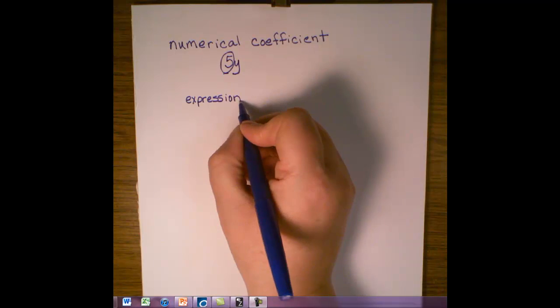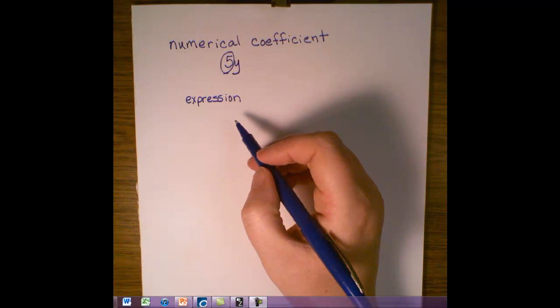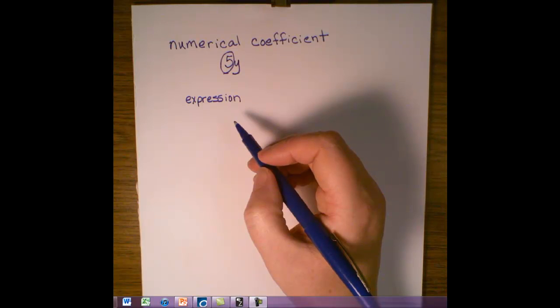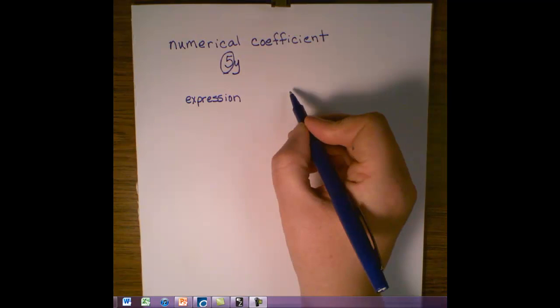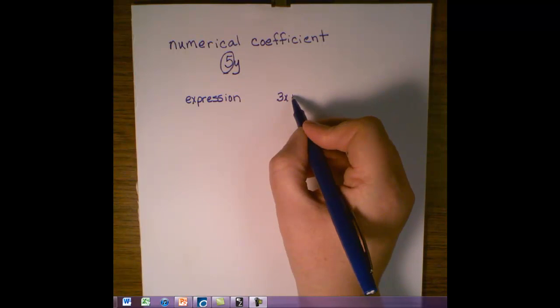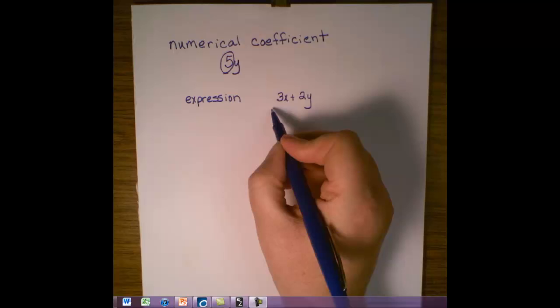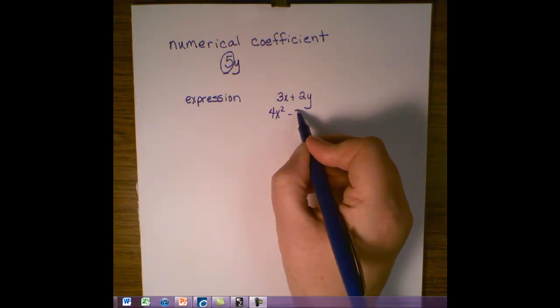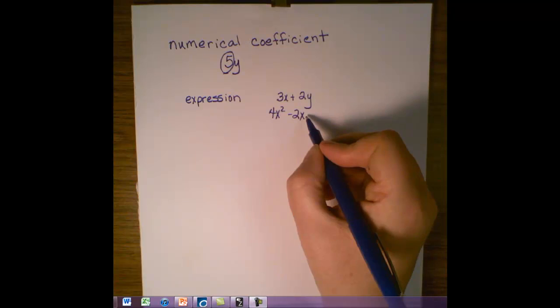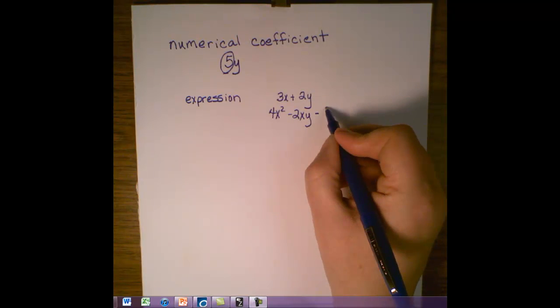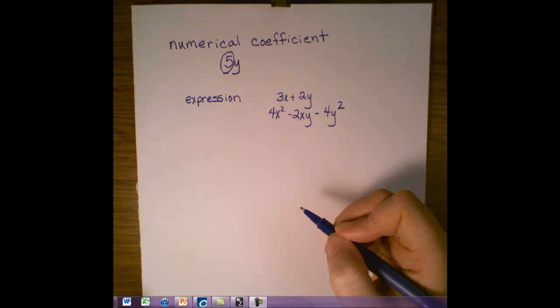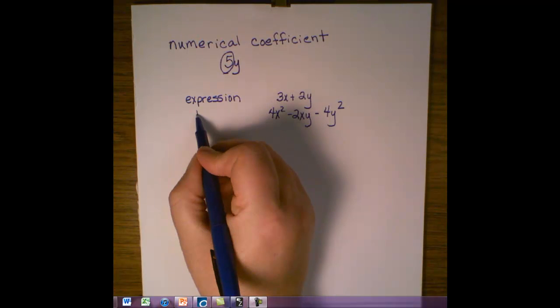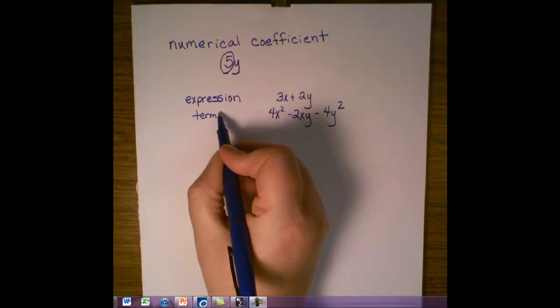Now, an expression is a group of algebra and variables and numbers that are joined together with pluses and minuses. So an expression, for example, are things like 3x plus 2y, 4x squared minus 2xy minus 4y squared. Those are expressions. Now, an expression is made up of terms.